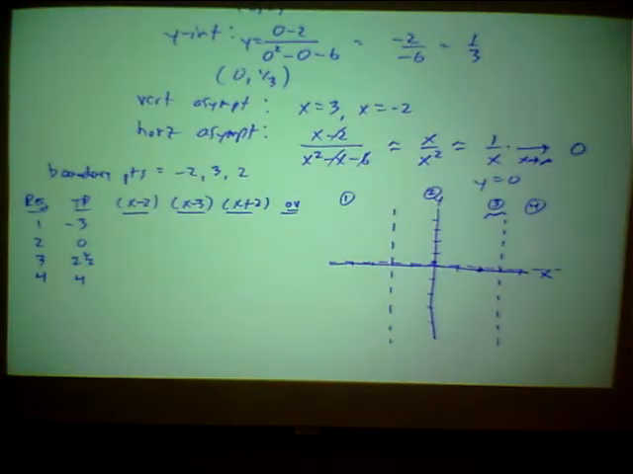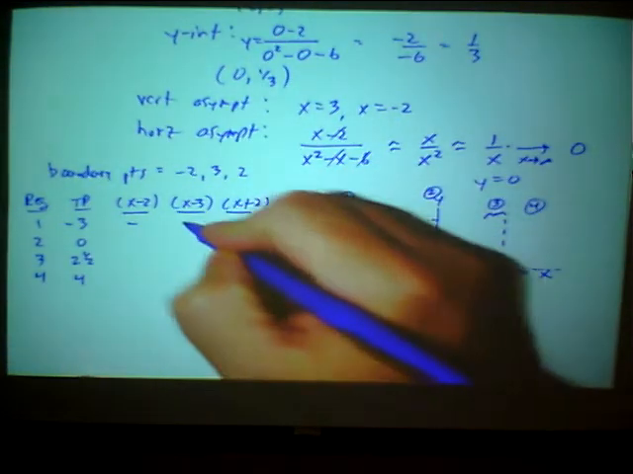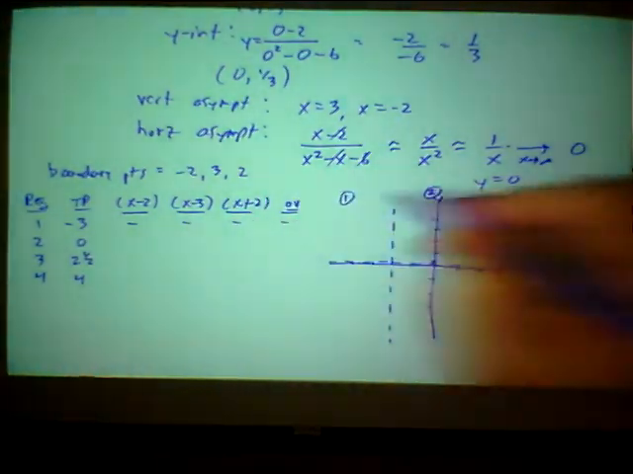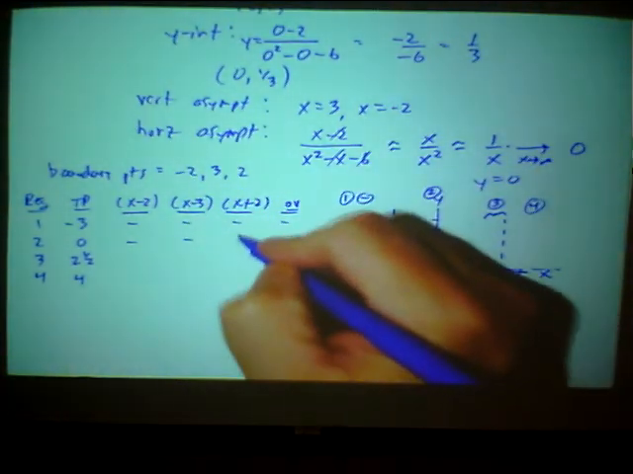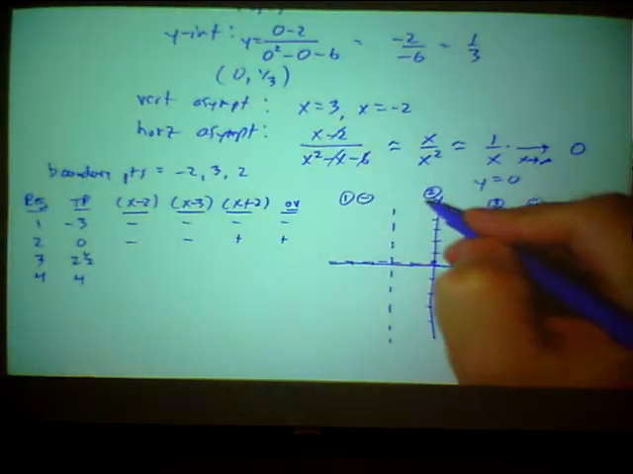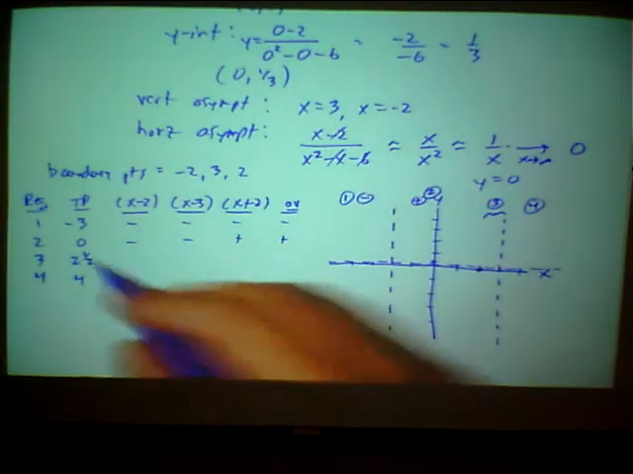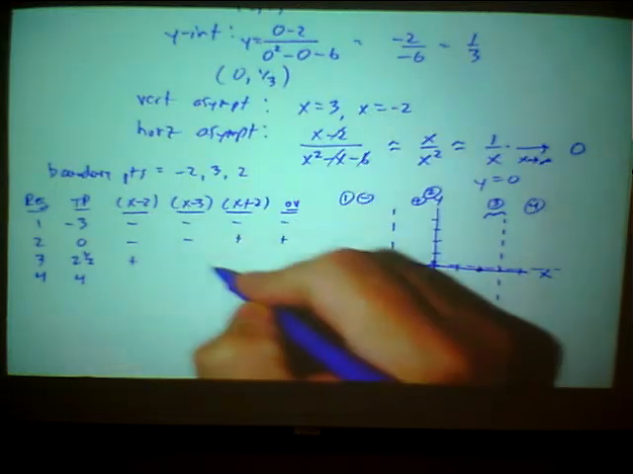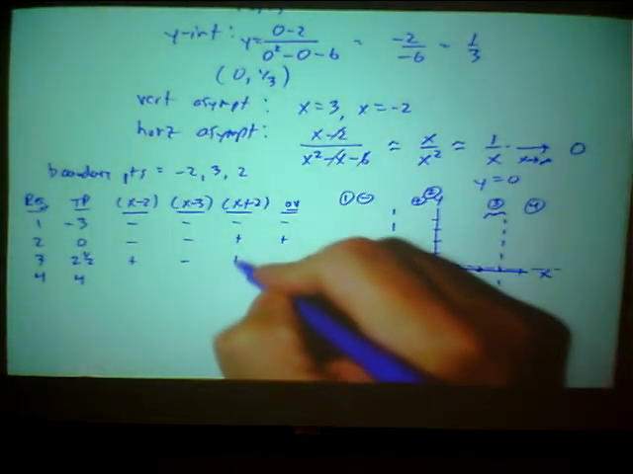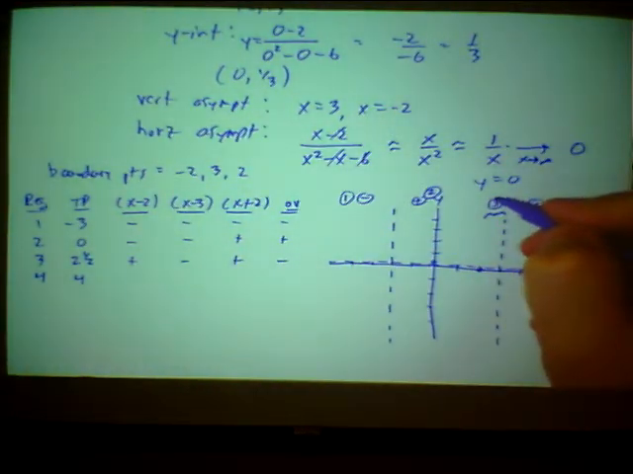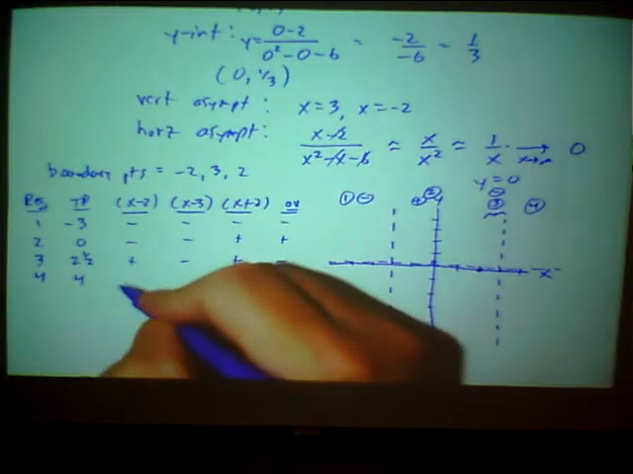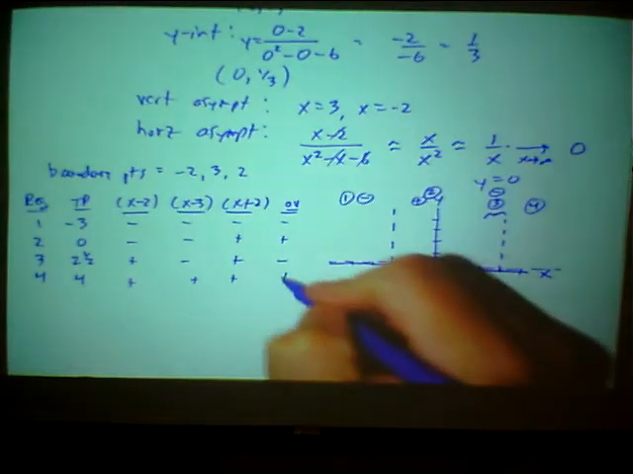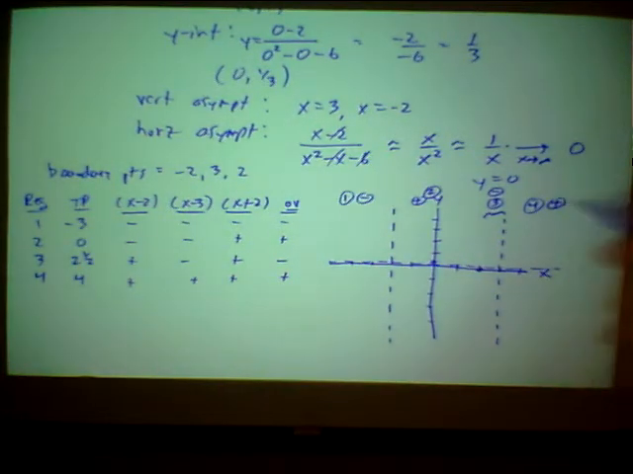Region 1, negative, negative, negative. Overall, it's negative. Region 2 is negative, negative, positive. So overall, it's positive. Region 3, positive, negative, positive. So region 3 is negative, this little region in here. And region 4, positive, positive, positive. Region 4 is positive.